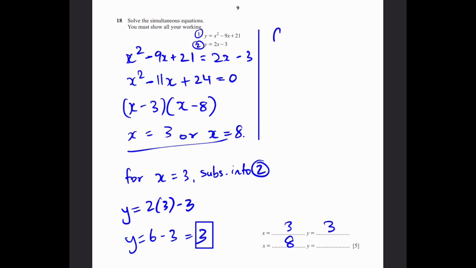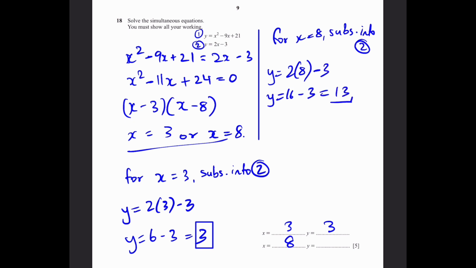And now for x equals 8, substitute into the same equation again, because it's easier. So that means y equals 2 into 8 minus 3, y equals 16 minus 3, which is equal to 13. That's the answer. So x equals 3, y equals 3, and x equals 8, y equals 13.